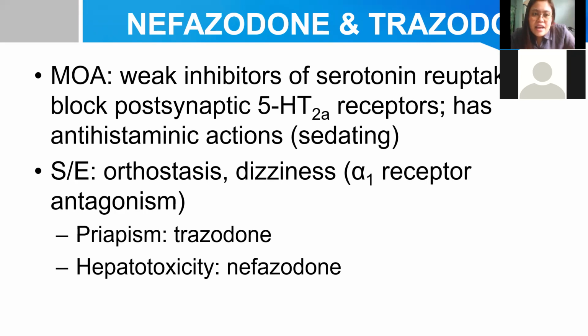So tanan drugs class na naay action on the histamine receptor can be sedating. Okay, so naay orthostasis and dizziness, especially because it can also block the alpha receptor. So those are our problems with antidepressants because they can be antihistamines also, they can be antimuscarinic also, and they can be an antagonist sa alpha receptor. Let's just have additional adverse effects of the two drugs.